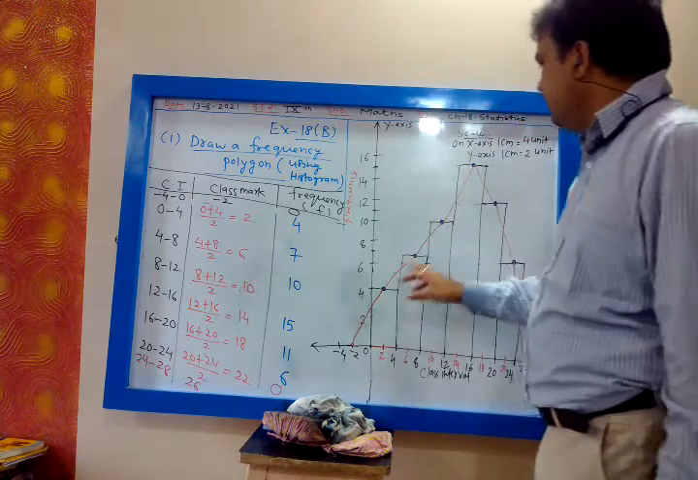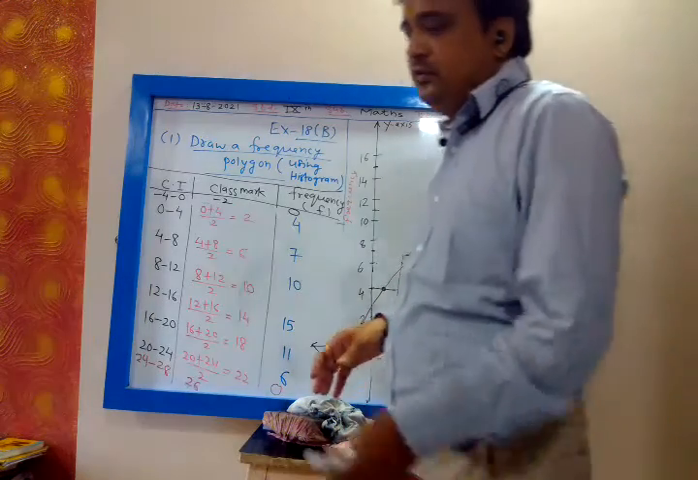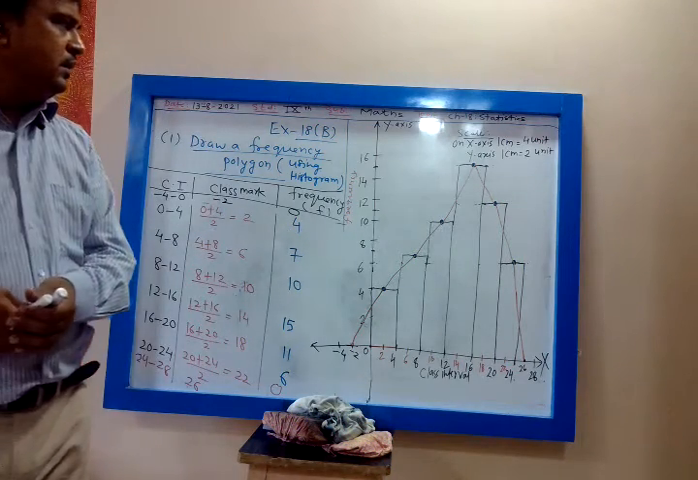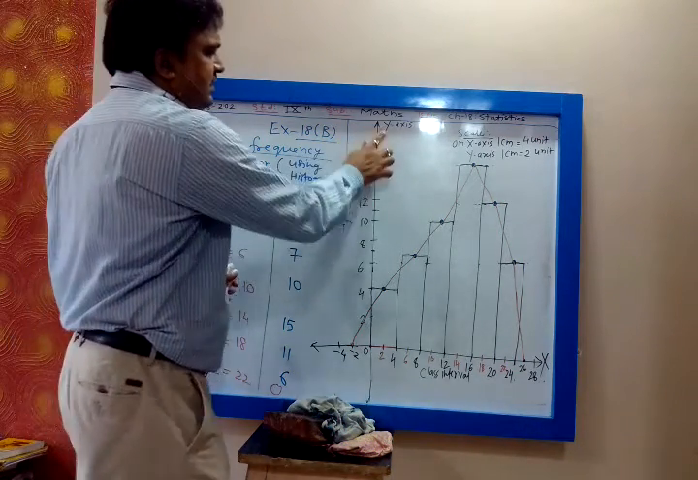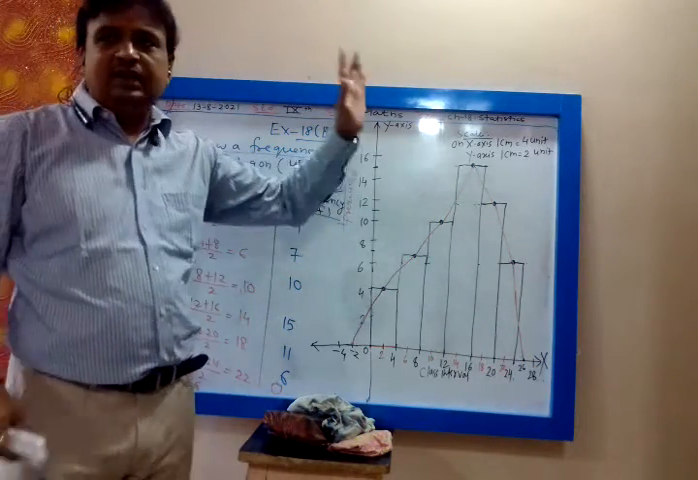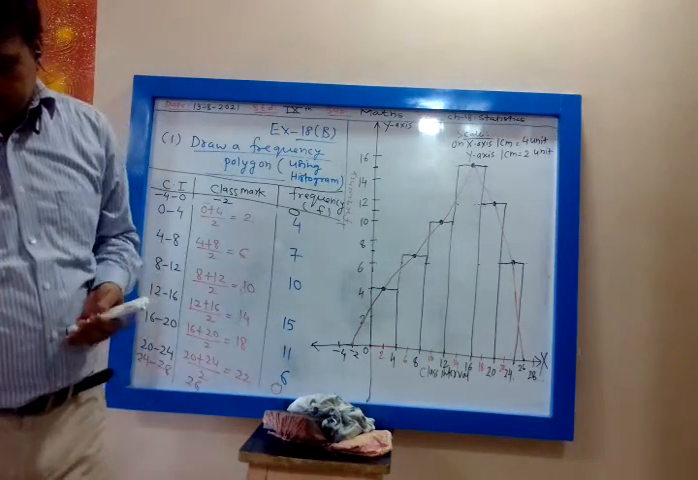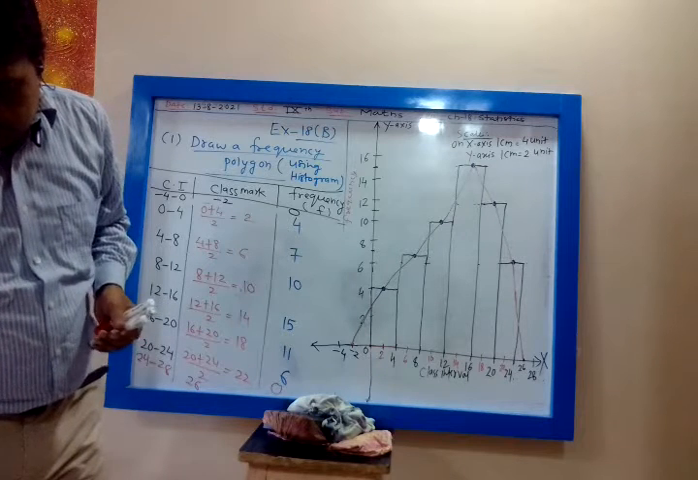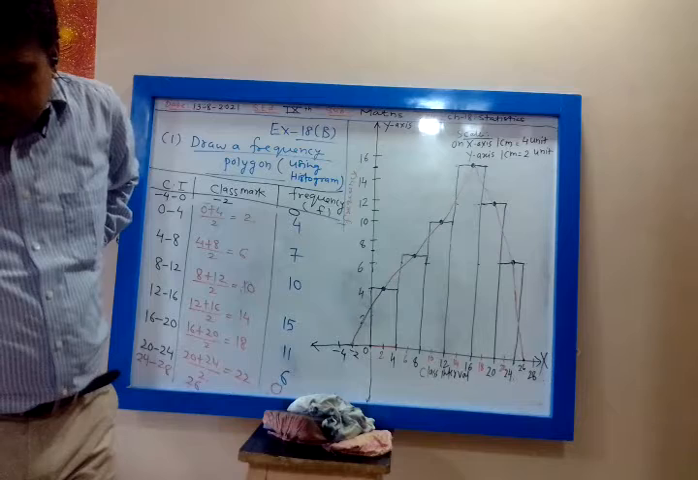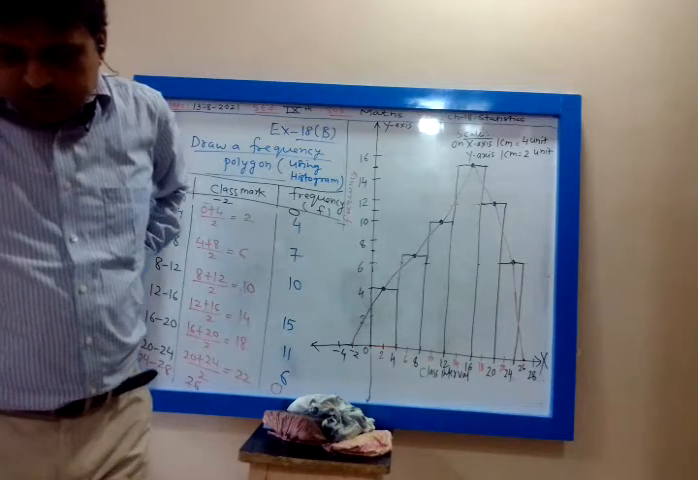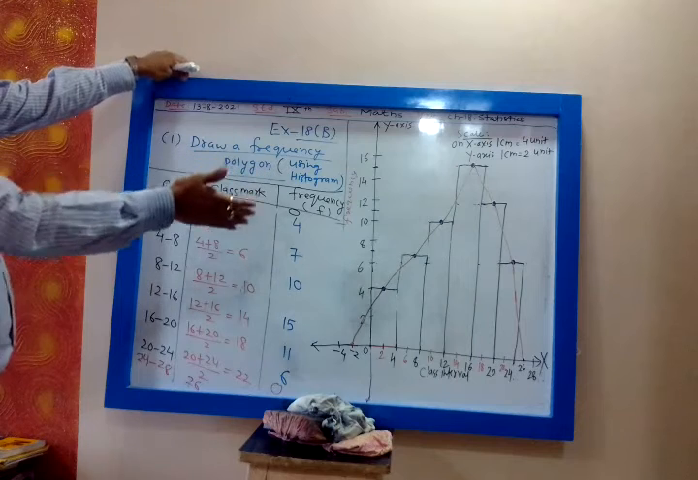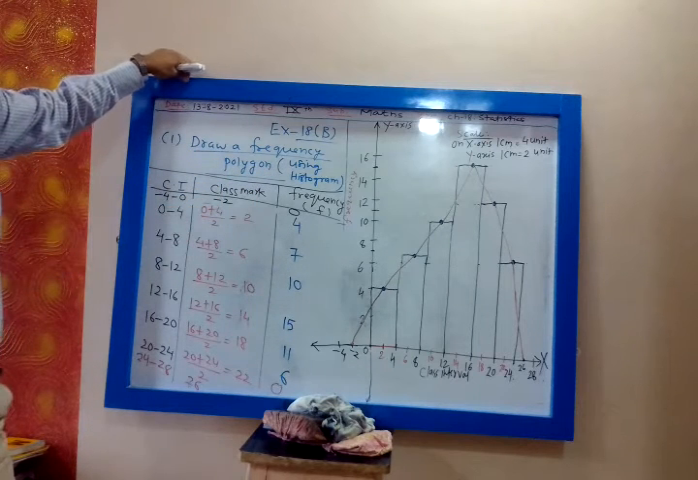And this is the graph of a frequency polygon using a histogram. This is my y-axis, this is my x-axis. And this scale is important, scale carries 1 mark, my dear. Okay, let us do it. Construct a combined histogram and frequency polygon for the following frequency distribution. Constructing a combined histogram means the same: first you draw the histogram, then you draw the frequency polygon.